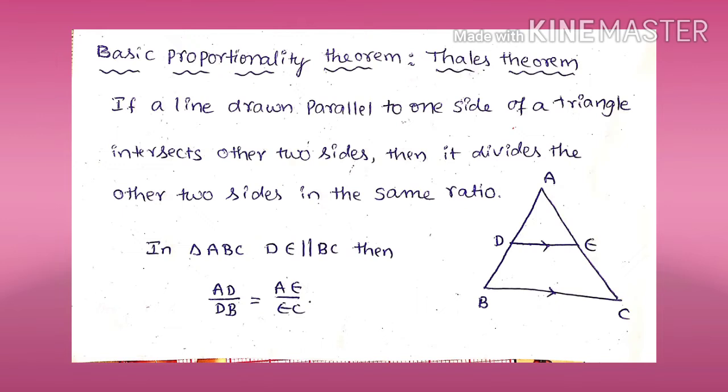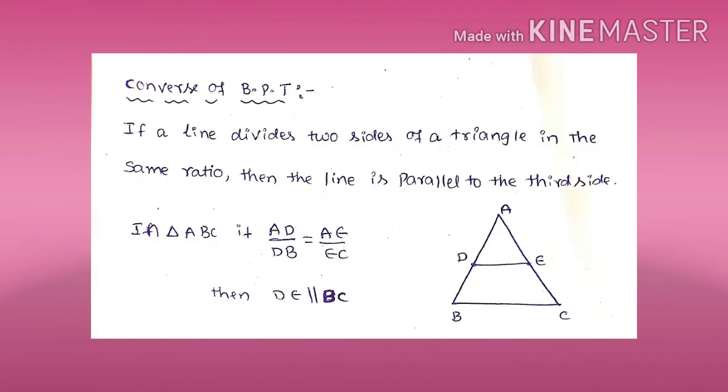Converse of BPT, the converse of the basic proportionality theorem. If a line divides two sides of a triangle in the same ratio, then the line is parallel to the third side. Here in triangle ABC, AD by DB is equal to AE by EC. Then DE is parallel to BC, because if the ratio is equal, then the lines are parallel. That is the converse of the basic proportionality theorem. Okay, let's go for the next slide.